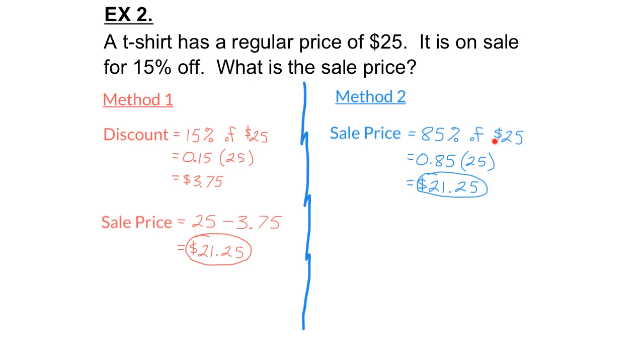So that's what the sale price is. It's 85% of that $25, which ends up being $21.25, the same thing as we did before, except you can do this all in one step. You don't have to find the discount and then subtract it from the regular price. So a lot of students, once they learn this method, they actually prefer it. But if you still prefer the other method, that's fine. You can stick with that.